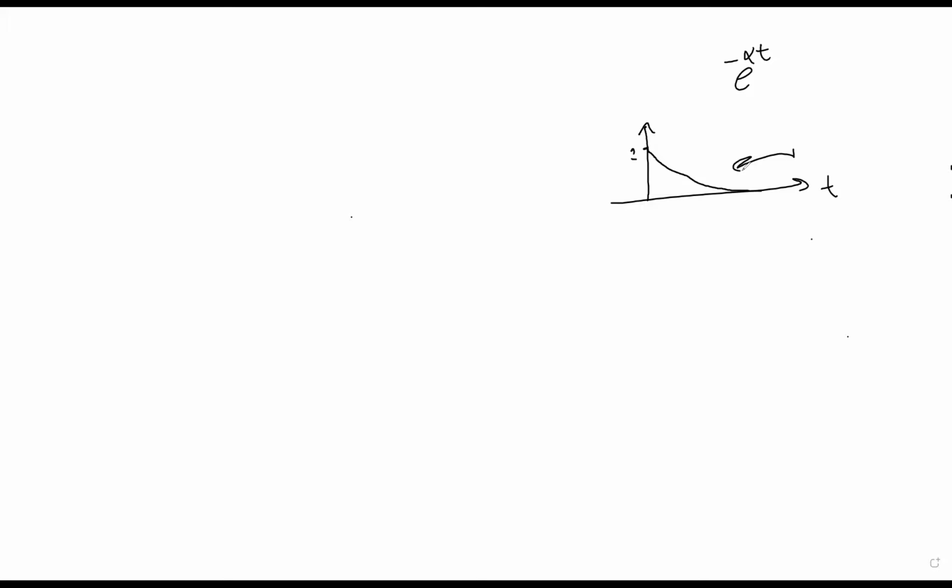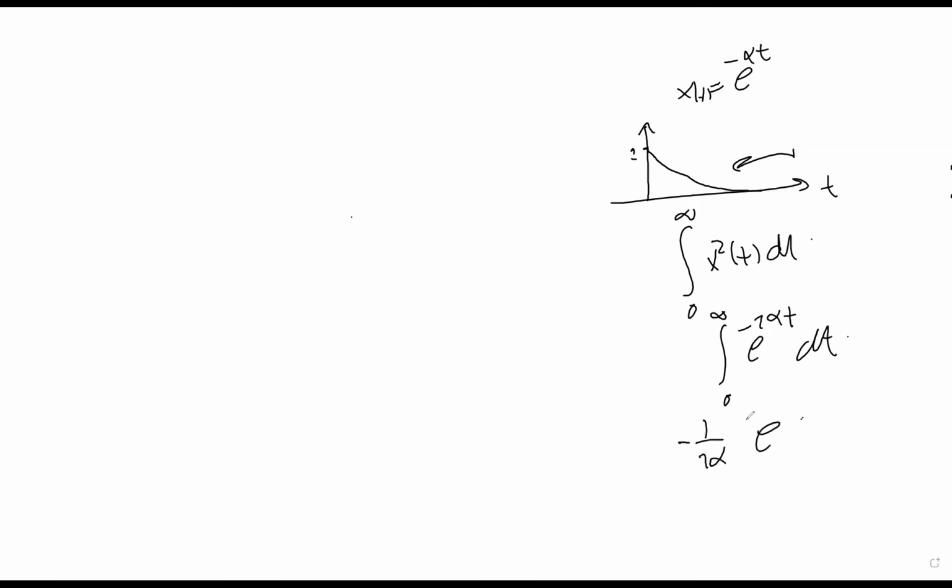The energy is the power times time, or in general form, if the signal is x of t, the energy contained in this signal is the integration of x squared of t dt over the time where the signal exists. Here the signal is from 0 to infinity. So the energy will be the integration from 0 to infinity of e to the minus 2 alpha t dt, and this will be minus 1 divided by 2 alpha e to the minus 2 alpha t, with the integration limit from 0 up to infinity.